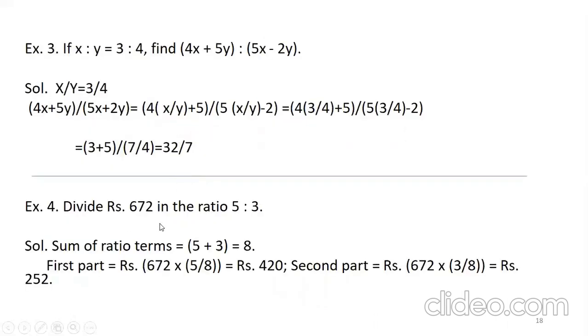Fourth example, divide rupees 672 in the ratio 5 is to 3. We do not need one part value, but we directly need the 5 by 8 part value. So the 5 by 8 part is equal to 420, and the second part is 672 into 3 by 8, which is 252.